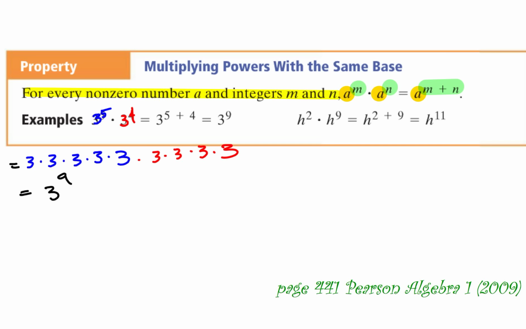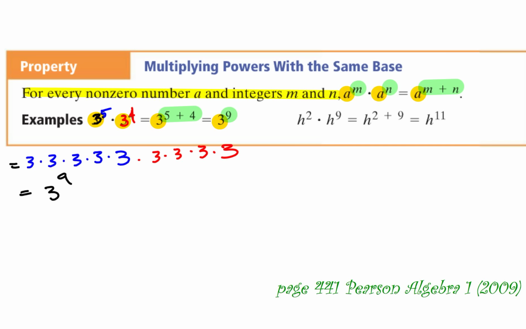And that's why this property works. Right here would be a mini proof, if you will. That's why we can add these exponents. So we have this base of 3. Our answer has a base of 3. And we add the exponents. It's like a little shortcut. Instead of having to write this out every time to get this answer here, 3 to the 9th, you can remember this little shortcut.